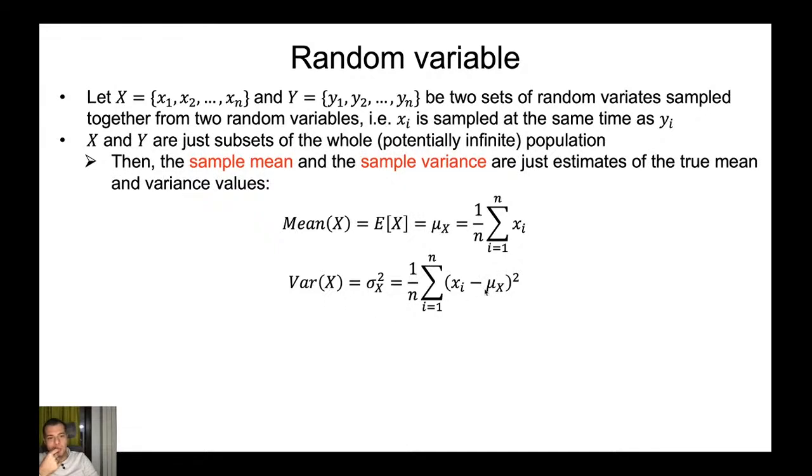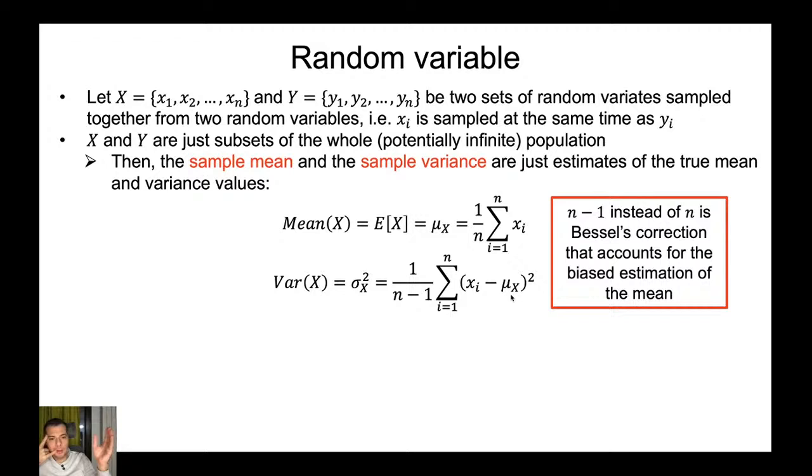And this is because the mean is estimated from the data set, and this estimation is biased, so it's not the actual mean of the data set. So in order to correct this problem, we divide the variance by n minus 1, which gives us a higher value and accounts for this biased estimation of the mean. So this is called Bessel's correction.